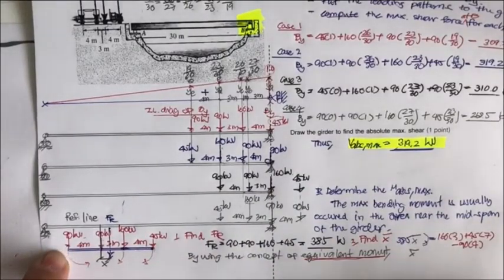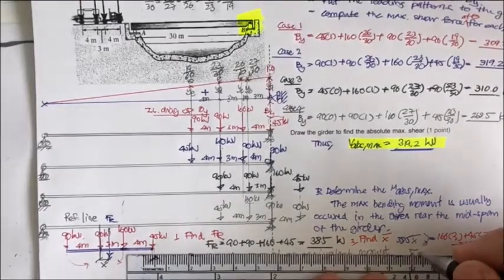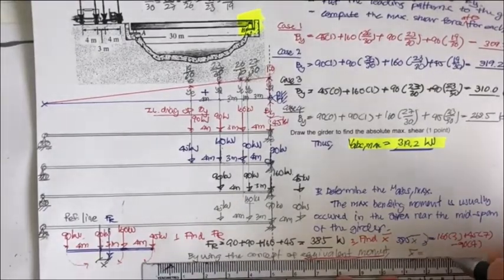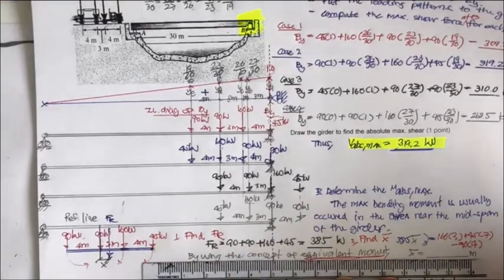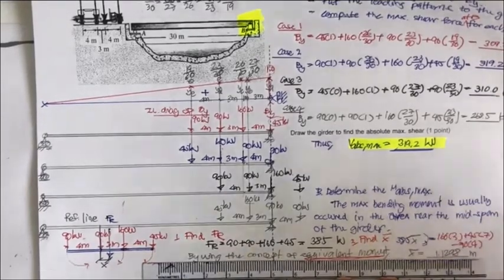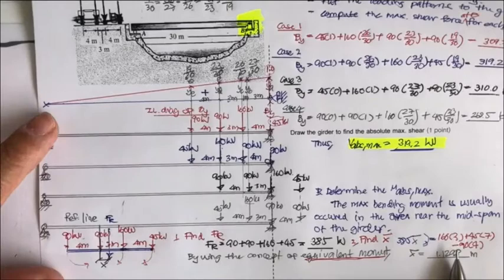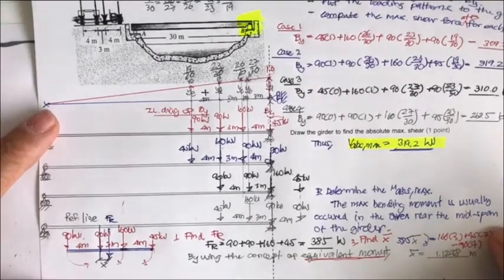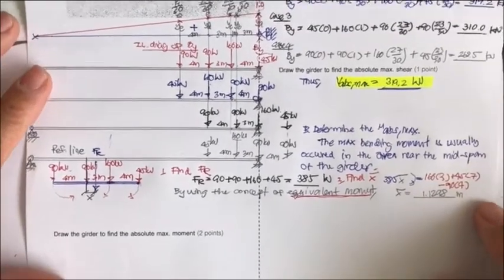This X bar is going to be what? 1 point. Put it into your calculator. Pause the video. And it will be 1.1298.